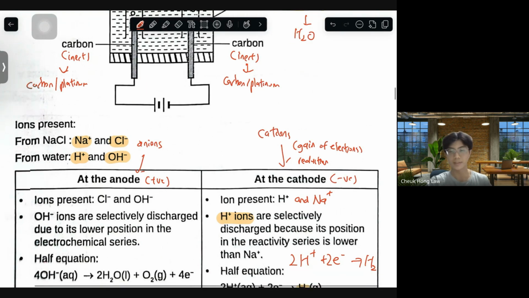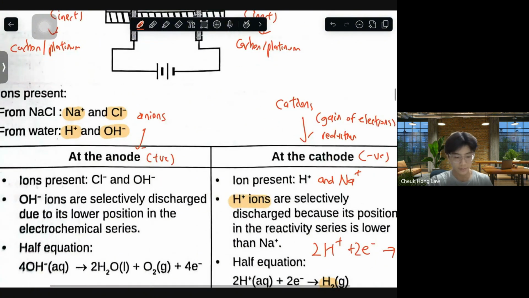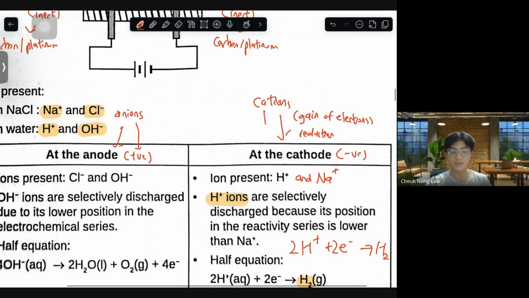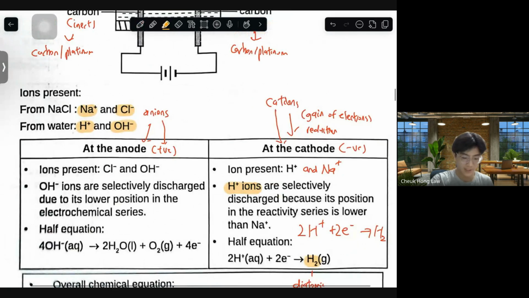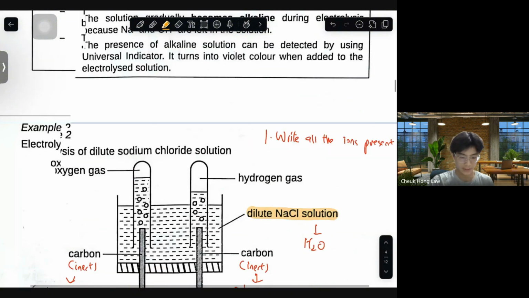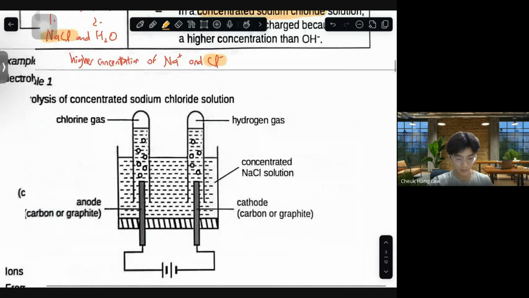For electrolysis of aqueous solutions, your negative ions will be attracted to the positive, and your positive ions will be attracted to the negative. So both of these ions will be attracted, not just OH minus. Remember, both ions will be attracted, but only one will be selectively discharged. How to choose? This is dilute, right? Dilute solution. Let's look. How do we choose?